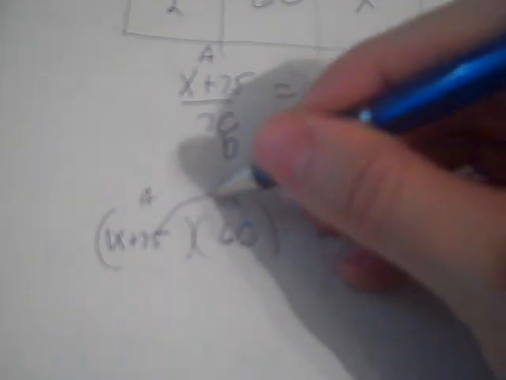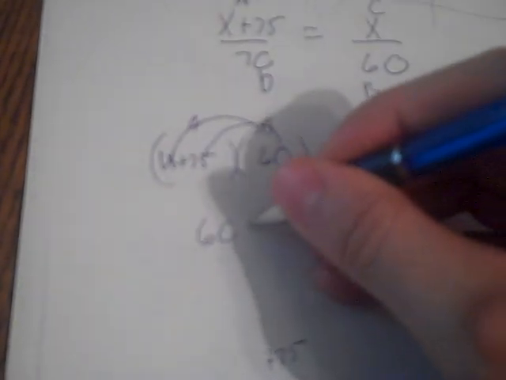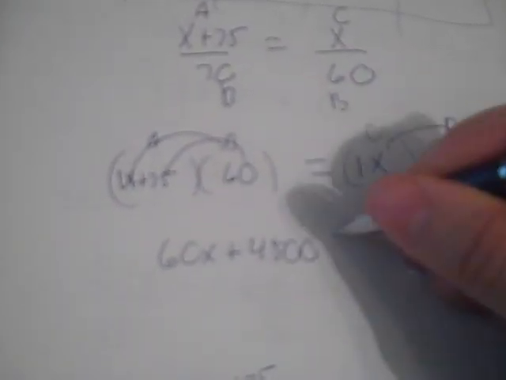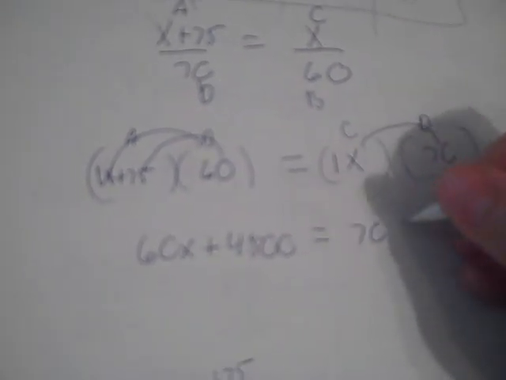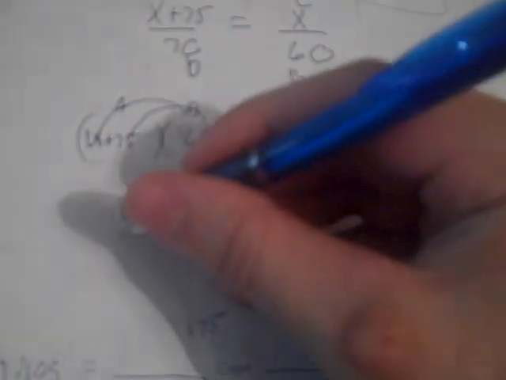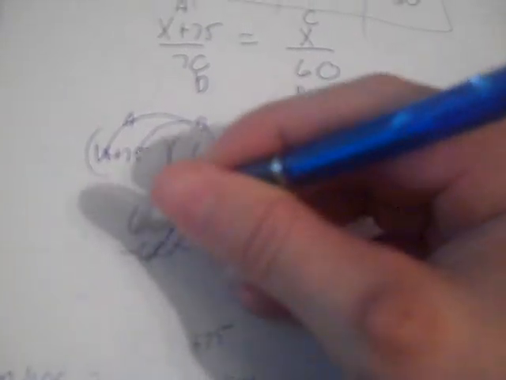Okay, so we distribute here and here. So that's going to be 60x. And we need to take 75 times 60, and that's going to be 4,500. Then over here, you're going to have 70x. Okay, those x's are on opposite sides. Balance out the smaller one on a story problem.